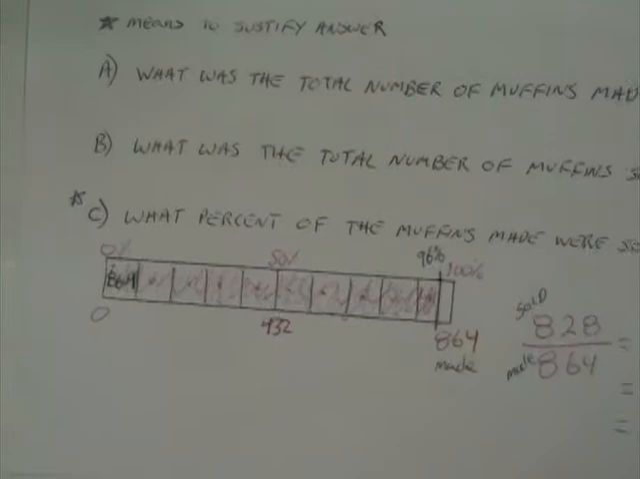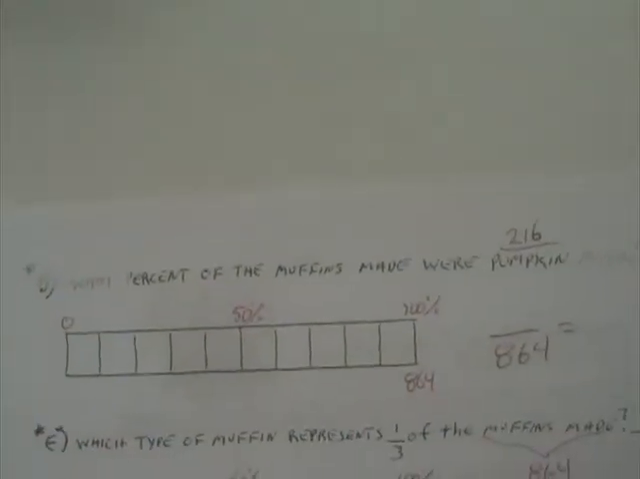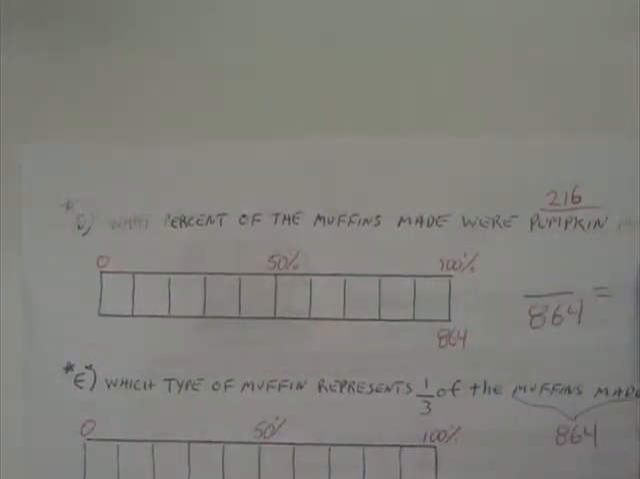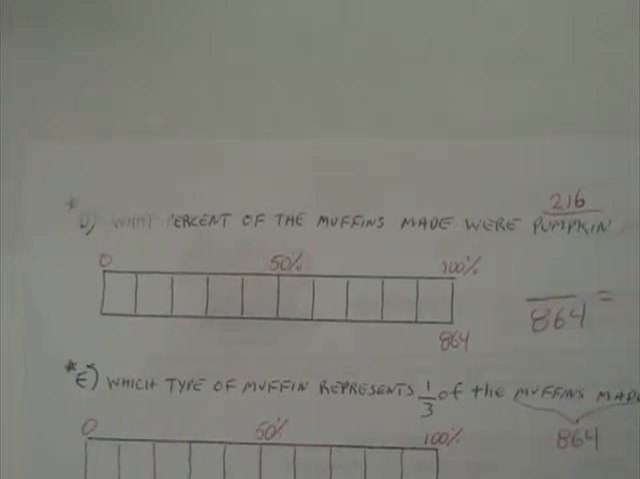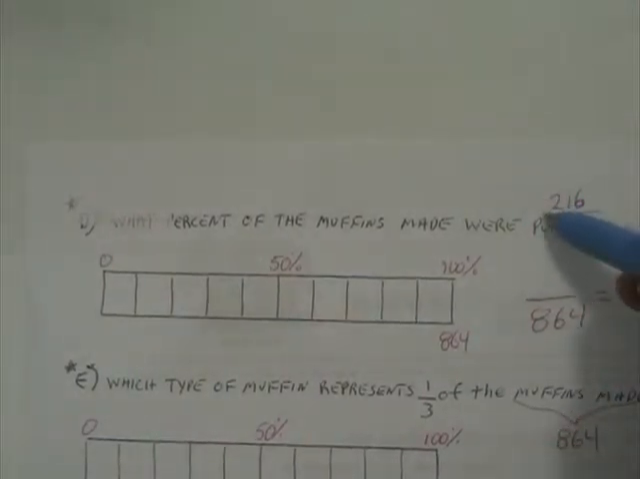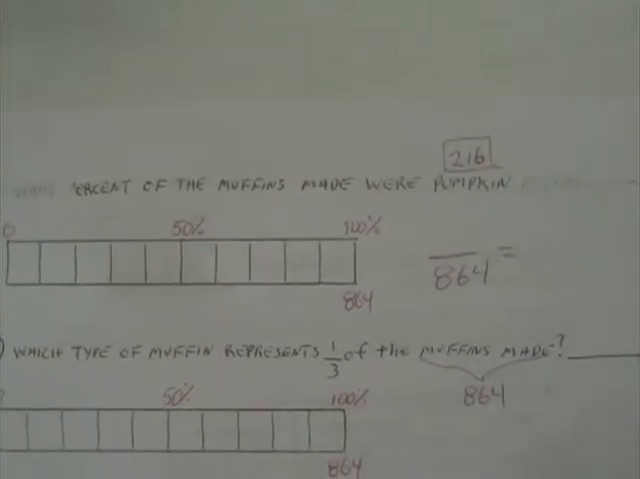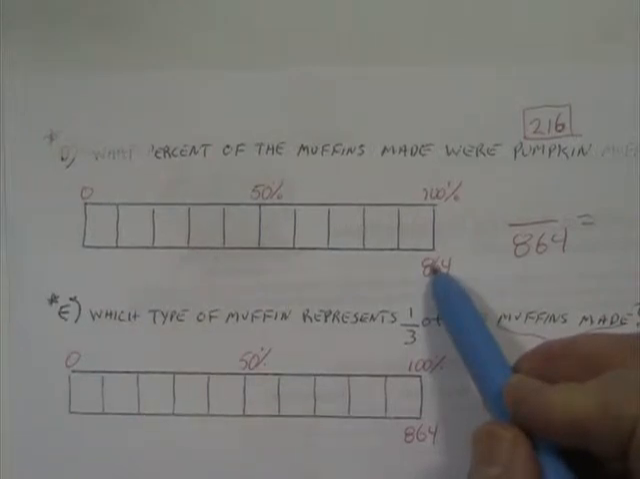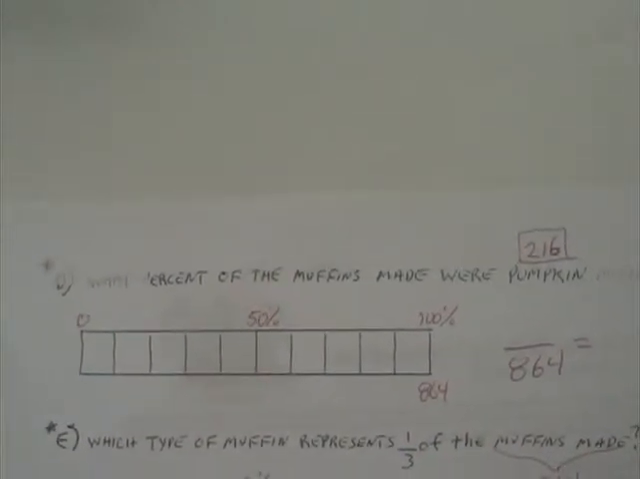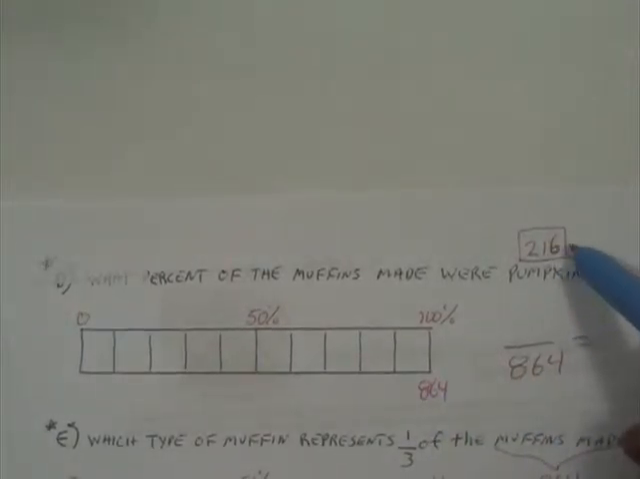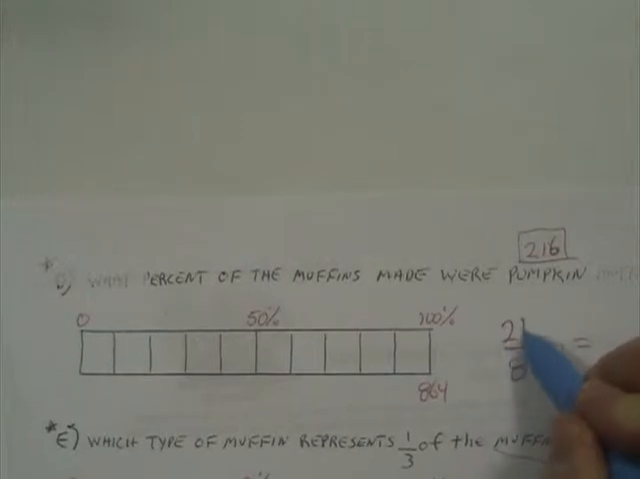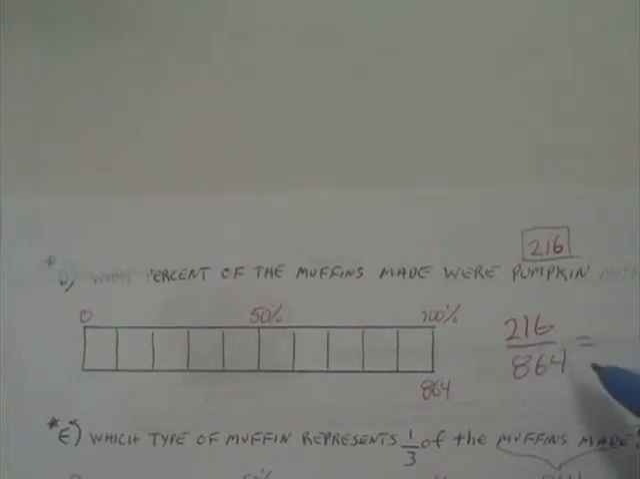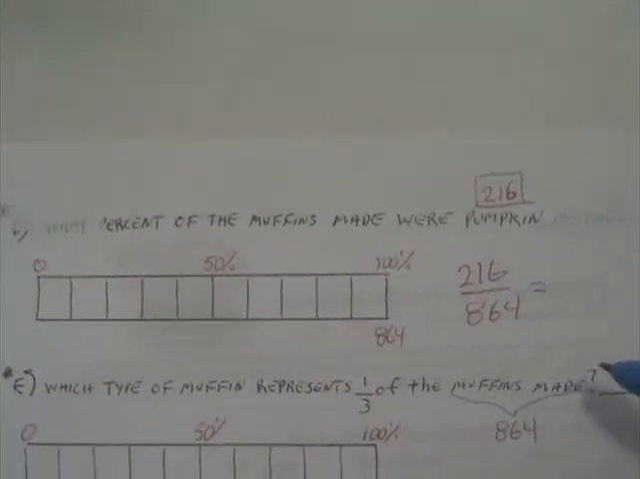Okay, flipping it over, the other side. It says, what percent of the muffins made were pumpkin muffins? Okay, if you looked at the pumpkin muffins, there was 216 pumpkin muffins. So the total made was 864, just like last time. That's the total made. 864. Okay, and there's 216 pumpkin muffins made. So we want to go ahead and divide that and see what we get as a percent.